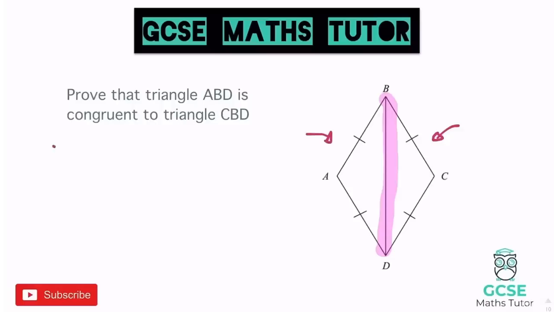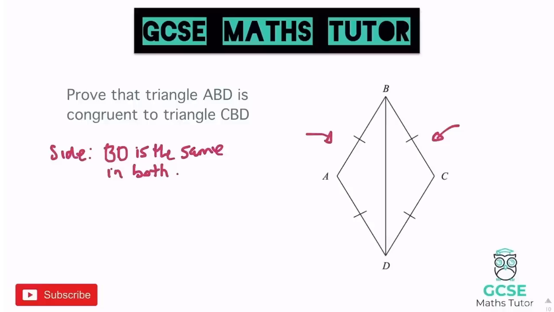So I could prove a side straight away. I can say BD is the same in both. So both triangles already share the exact same side, BD. And remember, we're trying to prove that they're congruent, which means that they're exactly the same. So let's get rid of that. We can have a look at another one now. Can we see any other sides that are the same?